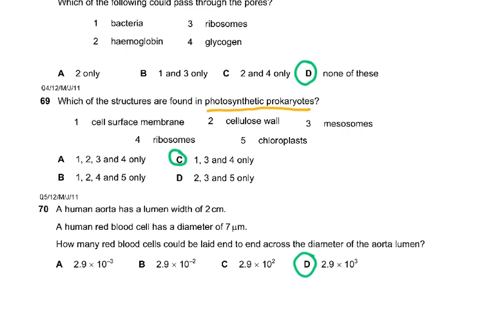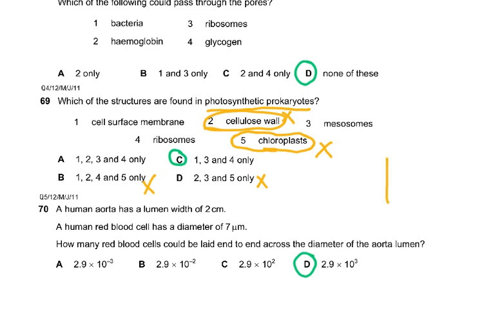Now, of course, the child would have thought of chloroplast, but please remember they do not have membrane-bound organelles, so 5 was wrong. Chloroplast cannot be present inside prokaryotes. And of course, what was 2? Cellulose cell wall was also not present in prokaryotes. So this was wrong as well. So that's why the answer was 1, 3, and 4.